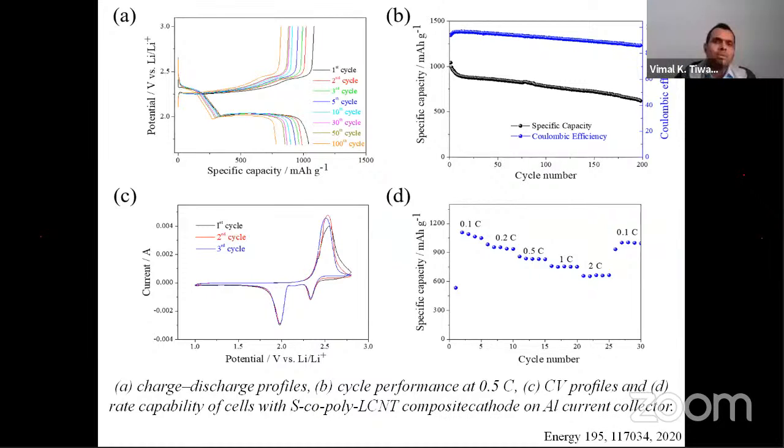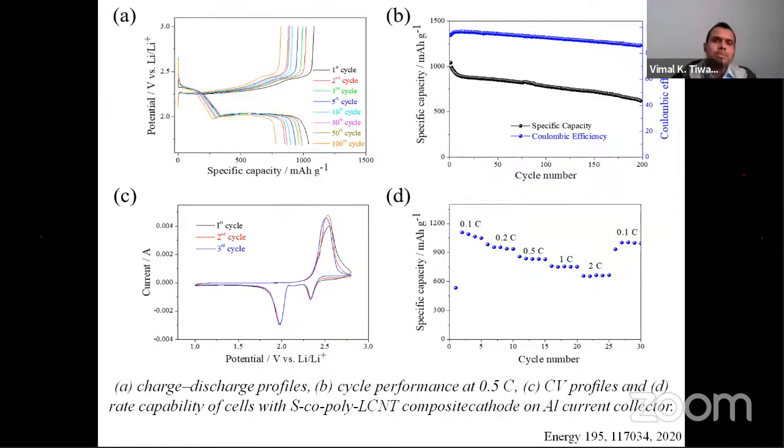Okay. So after 100 cycles, we found that we are still getting more than 700. Specific capacity is around 700. So it's very good specific capacity. Figure B shows the cyclability of this composite, and up to 200 cycles we get very good specific capacity. So capacity retention is very good. C is the CV of this composite. It is showing oxidation and reduction peaks, and D is showing the rate performance at high current rate. It is showing good specific capacity.